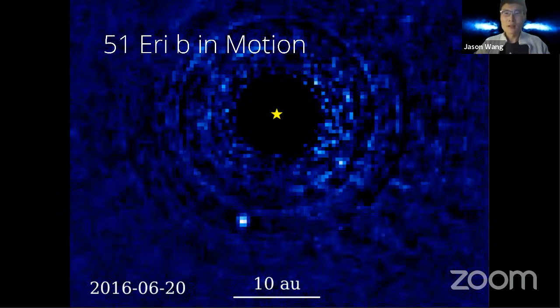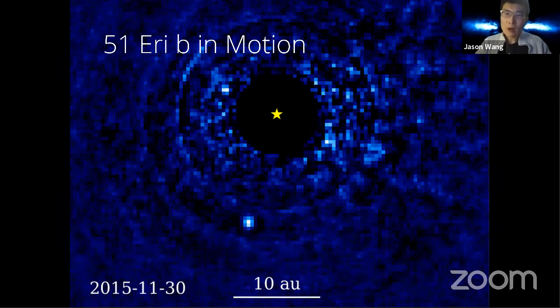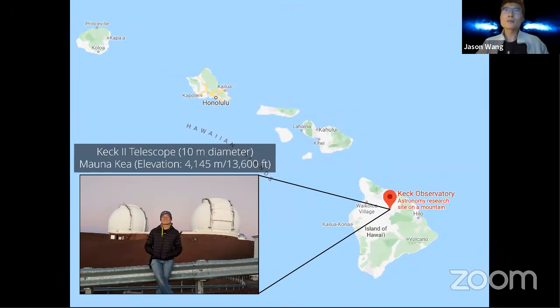The second one I'd like to take you to is using telescopes in Hawaii. So here we'll be using the Keck telescopes. They're located on top of Mauna Kea on the Big Island in Hawaii. There are actually 2 Keck telescopes. They're both 10 meters in diameter, some of the largest telescopes in the world. We'll be using Keck 2, which is the one here to the left in this image.